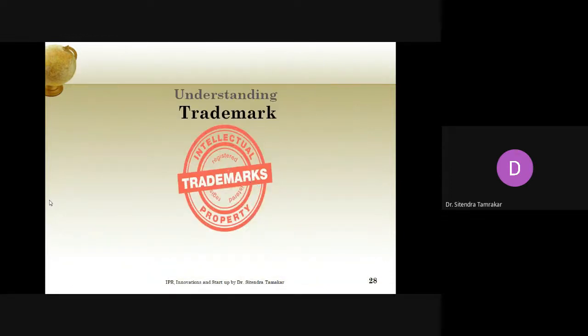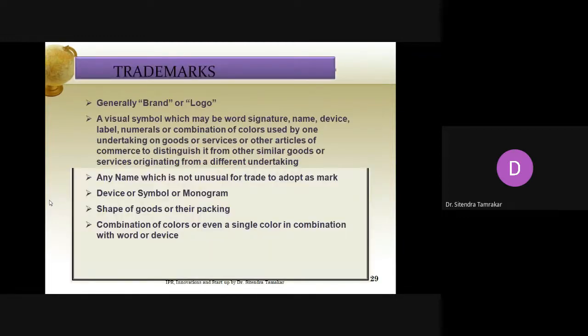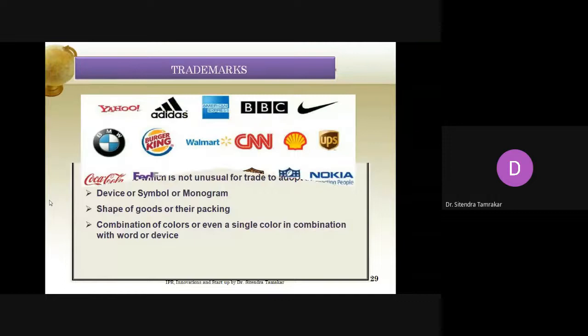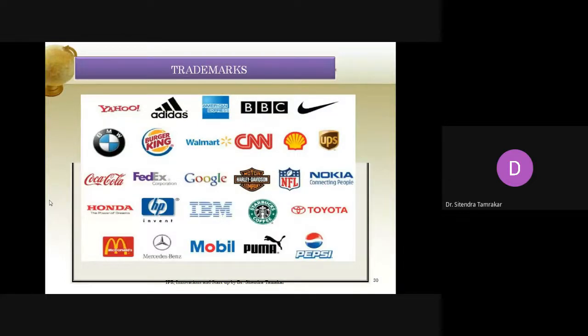So the next category is the trademarks. We are surrounded by trademarks only. We all know trademarks are everywhere. It's a brand or a logo, a visual symbol, which may be a word, signature, name, device, number, or a combination, or a specific design, giving an impression of a particular organization. And a general rule needs to be followed: any name which is not usual for the trade to adopt as a mark, the shape of goods or their packing, and a combination of colors or a single color with a word or a device. These trademarks are like this; we have seen them everywhere.